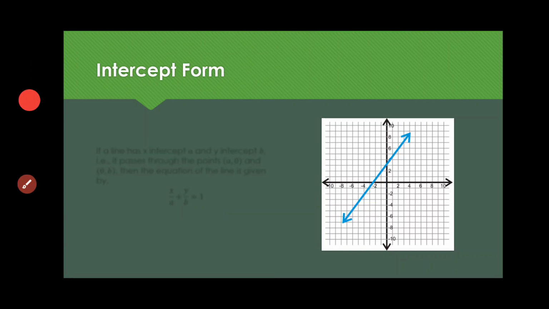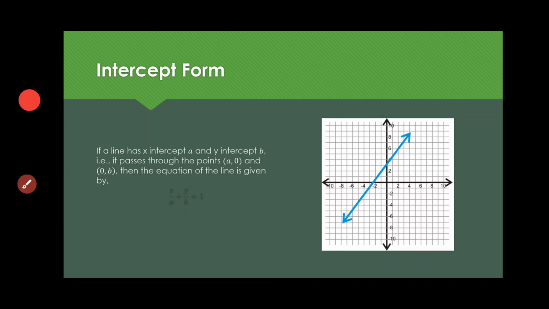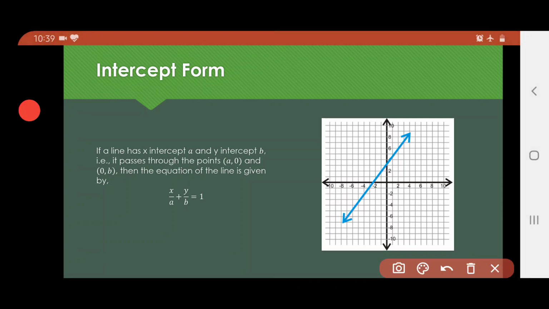Next, the intercept form. In the intercept form, if we know both the intercepts, let me call the x-intercept a and the y-intercept b. If we know these two intercepts, or rather the points on the axes where it is intersecting, then the equation of the straight line is given by x by a plus y by b equals 1. And always remember that this intercept form is the plot friendly form.